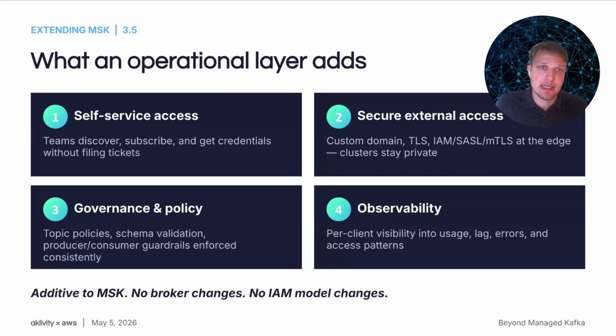And the idea here is that an operational layer should complement MSK, the same way an API gateway complements your service backend. The pattern is you have a Kafka native proxy at the edge with a control plane on top for governance. And so the critical point here is that this is additive. There should be no changes to broker configs, no changes to your IAM model. There should be no migration. The proxy sits in front, and MSK can sit in the back doing best what MSK does.